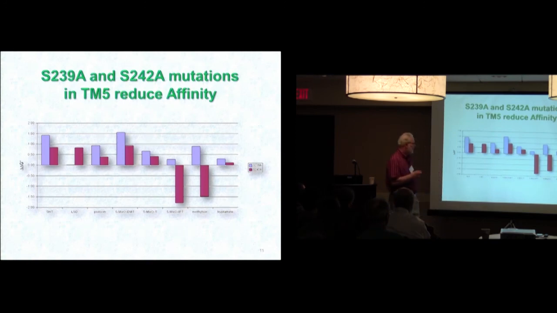Based on what I'll show you later, we think that the indole NH is pointing toward serine 242, and that when you put these large alkyl groups on here, it knocks out affinity at the 2A receptor. But that makes this receptor more like the 2C receptor. And so affinity goes up in the 2C receptor because you have an alanine there.